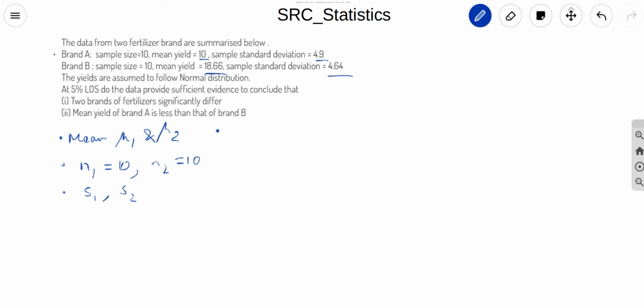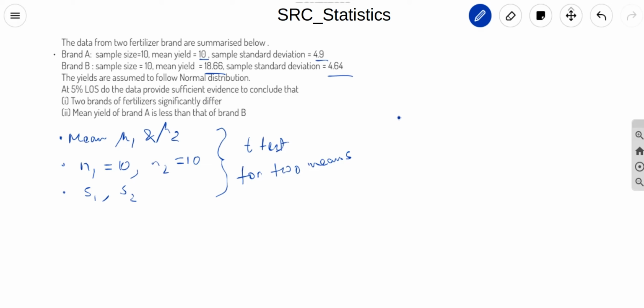So we can see that these are tests for mean, and also sample size is small and sample standard deviations are given. Note that population standard deviation is not given, so we cannot use Z-test because the sample sizes are small and population standard deviation is not known. So we can use the small sample test for mean, that is t-test, and this will be t-test for two means, or t-test for two samples, whatever way you can say that.